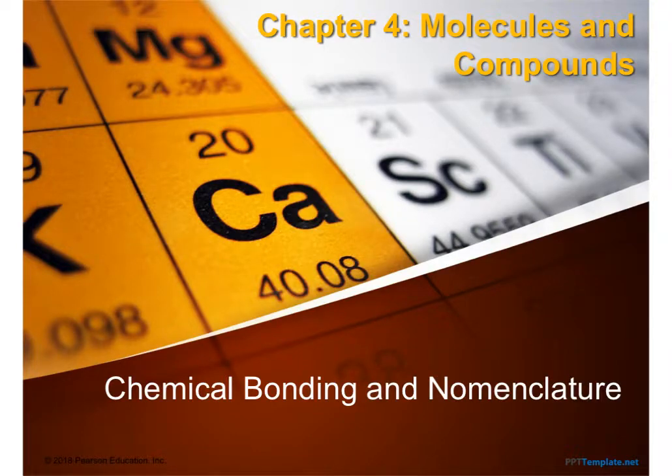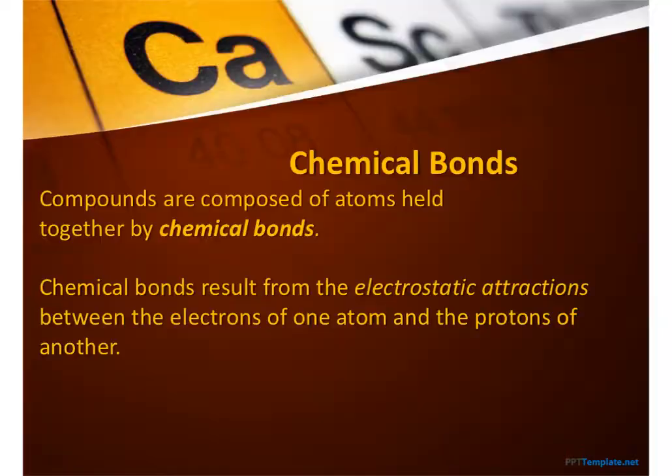This is a lecture introducing the different types of chemical bonding, specifically ionic bonding and covalent bonding. All chemical bonds are the result of electrostatic attractions, which is simply the attraction between oppositely charged particles. So in a chemical bond, the negatively charged electrons of one atom are attracted to and held closer to the protons of another atom.